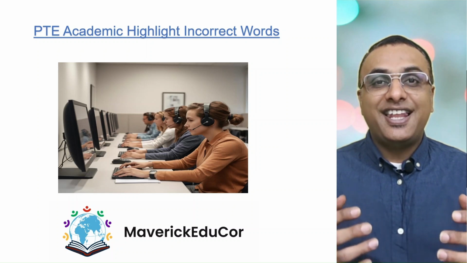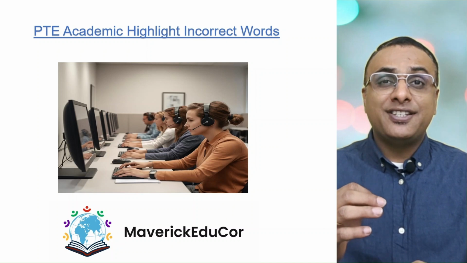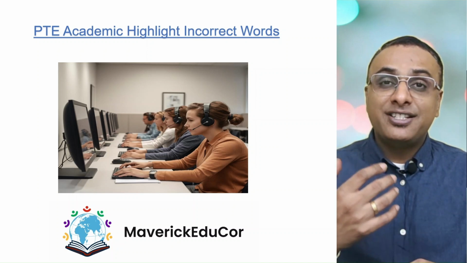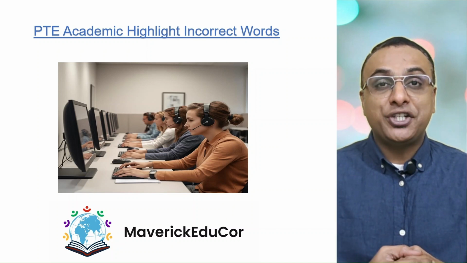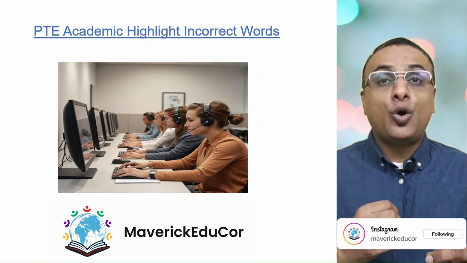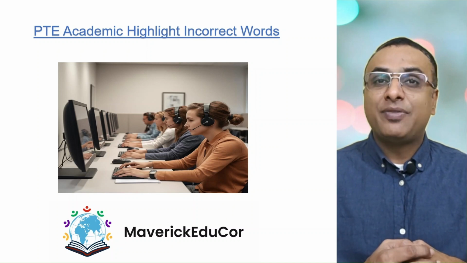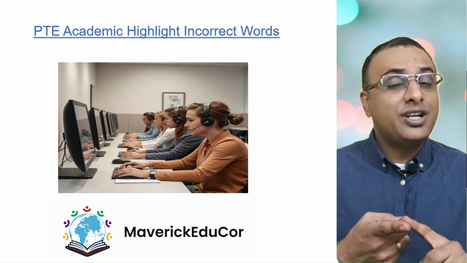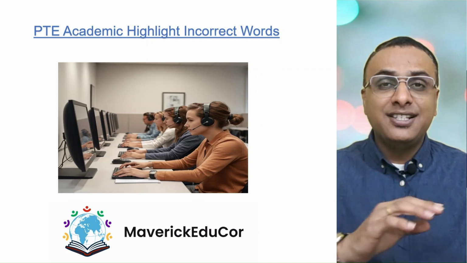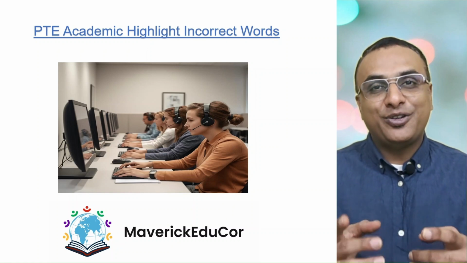In today's class, let's see more details about highlight incorrect words. It is one of the last questions in your exam, especially in your listening module. It comes just before your write from dictation. Having said this, you would need two skills to score the maximum amount of easy marks for this question. First and foremost being good listening skills and fast reading skills. If you have these two skills, then be rest assured that you can score maximum marks for this question.